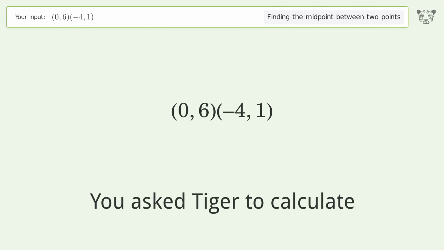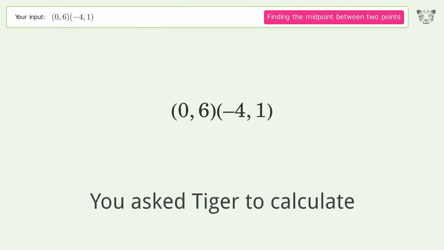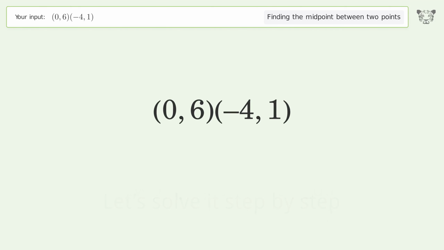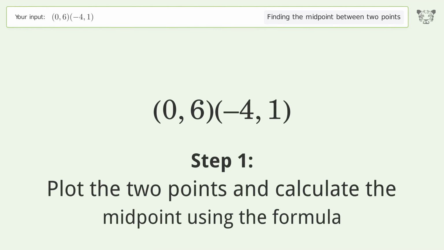You ask Tiger to calculate. This deals with finding the midpoint between 2 points. The midpoint between the 2 points is -2, 3.5. Let's solve it step by step. Plot the 2 points and calculate the midpoint using the formula.